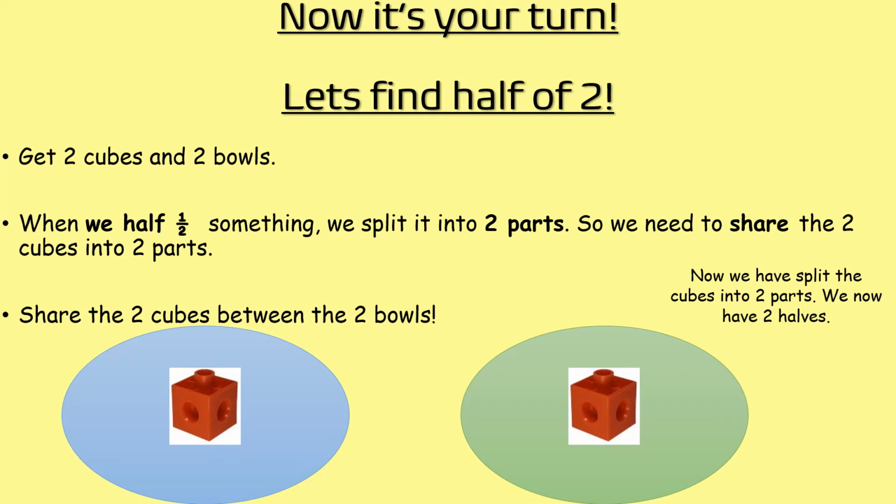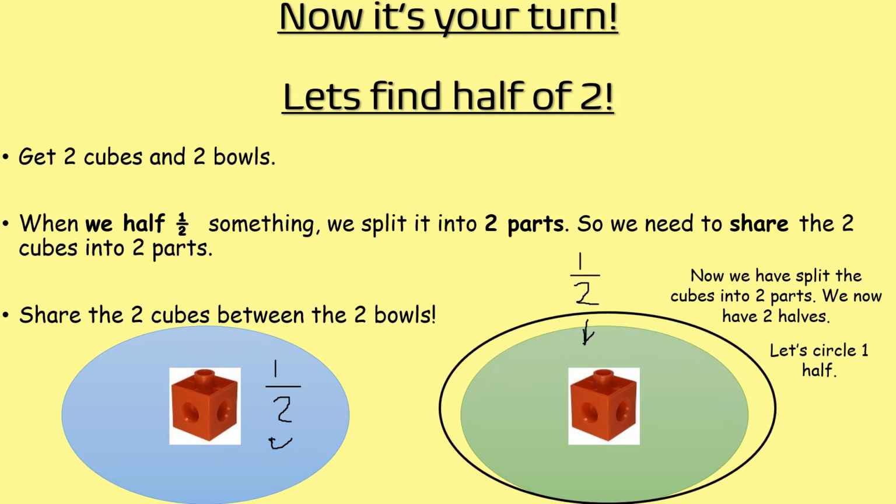So now we have split the cubes into 2 parts. We now have 2 halves. I can draw my half side. There's 1/2 of 2. So 1/2 of 2 is 1. And then here's our other half of 2, which is 1. Let's circle 1/2 because we only wanted to find out what 1/2 of 2 was. So I'm going to circle that half. Oh, and 1/2 of 2 is 1. Did you get that, children? I bet you did. Well done.